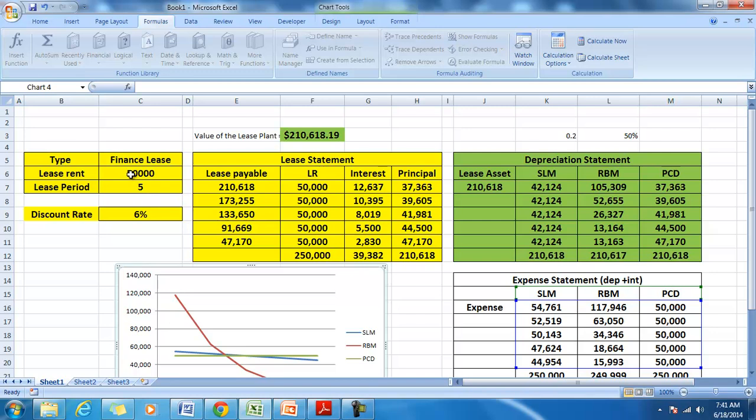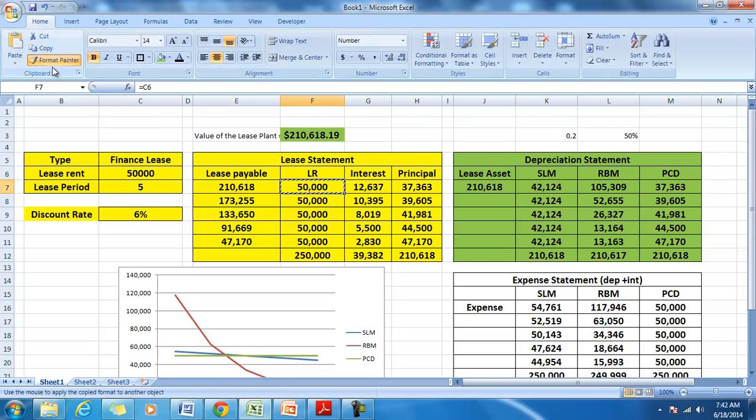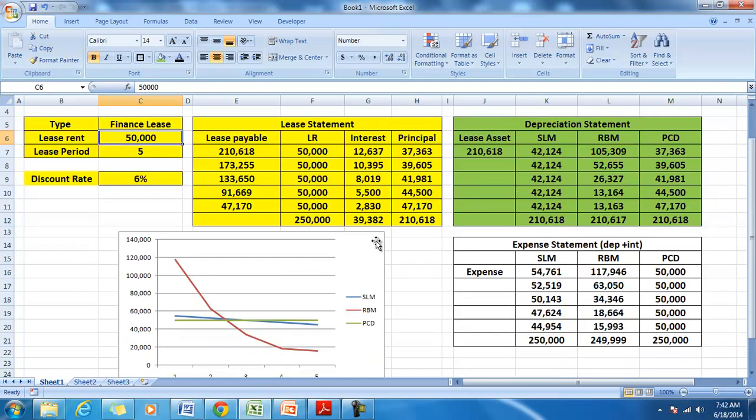If we would have treated this as an operating lease, then the expense would be shown as 50,000. So now the question comes: under what situation will the expense in the income statement under the operating lease be the same as the expense under the finance lease? We can see this. Finance lease and operating lease will have the same effect on the income statement if the depreciation used is equal to the principal component of the lease rent.